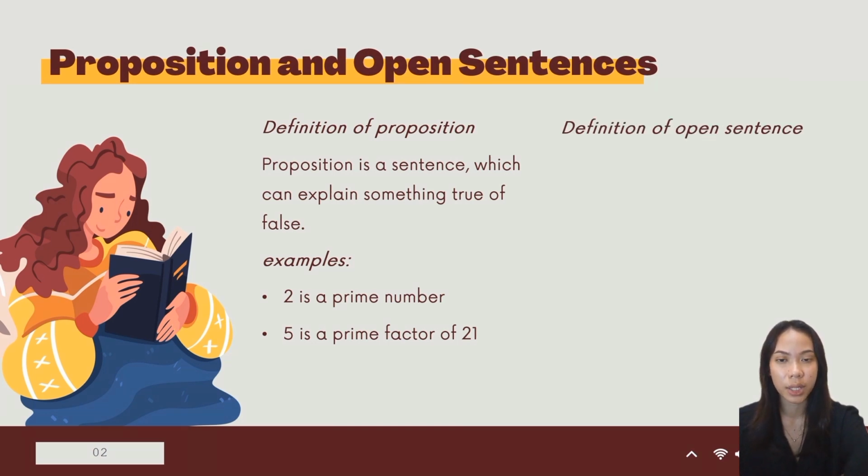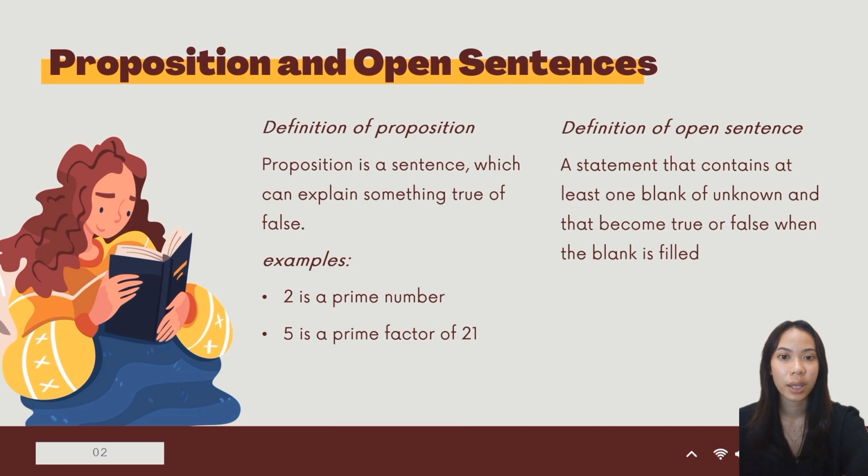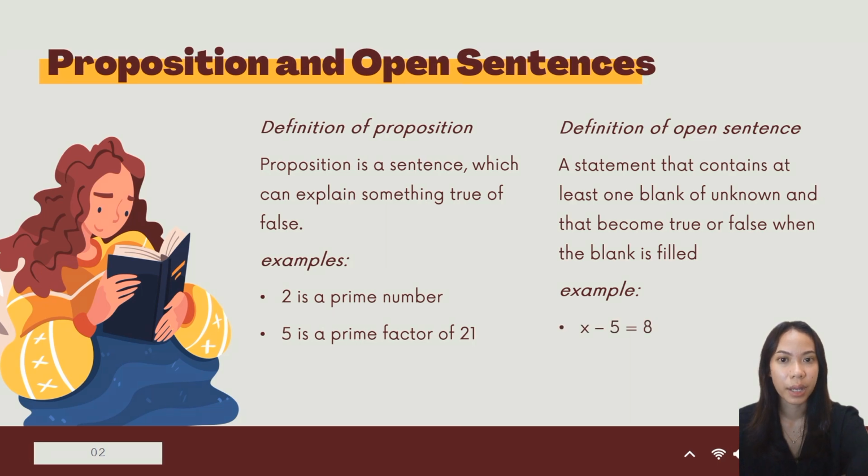Let's move on to the open sentence. Definition of the open sentence: a statement that contains at least one blank or unknown and that becomes true or false when the blank is filled. For example, x minus 5 equals 8. If x equals 7, the sentence is false. But if x equals 13, the sentence is true. So I think it's clear what the difference is between a proposition and an open sentence.